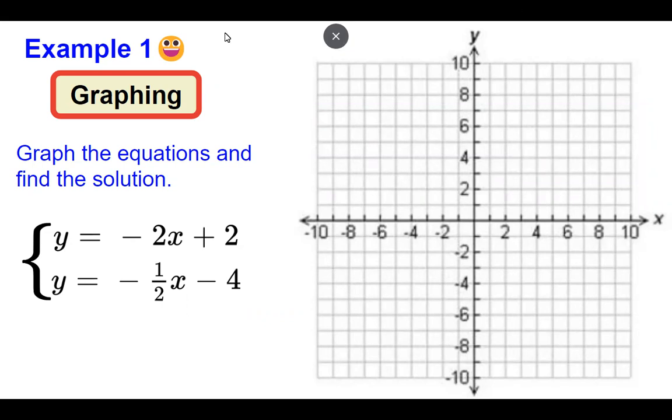So graphing. What form are these equations written in? Slope-intercept. So slope-intercept means that we have y equals, let me do it using a different color. Let me use blue for my first equation. y equals mx plus b. Now, last time I told you guys that my b is going to represent what?